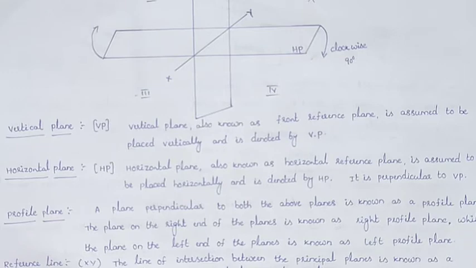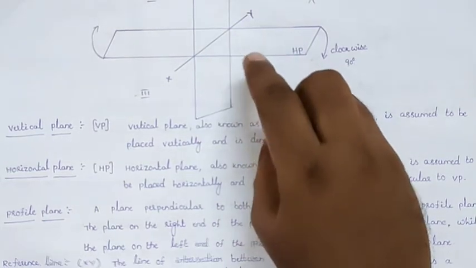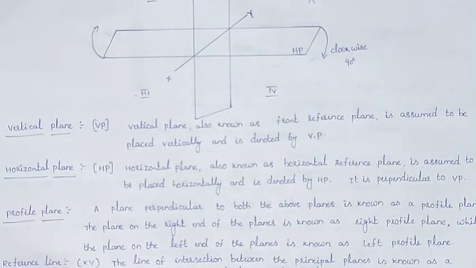And coming to another important one, the reference line, which we denote with XY. The reference line is nothing but the line of intersection. The line of intersection between the principal planes is known as the reference line. It is popularly named the XY line.